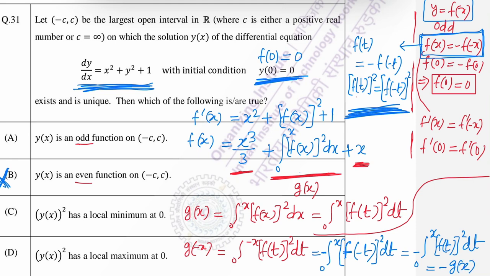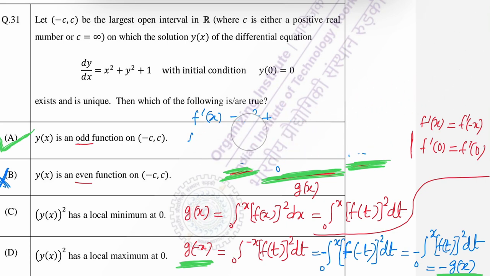So what did we get? I show you in green. See this, g(minus x) comes out to be minus g(x). This means that g(x) is an odd function. And you know x is already an odd function, so the sum of odd functions is an odd function. So option A is the correct option.